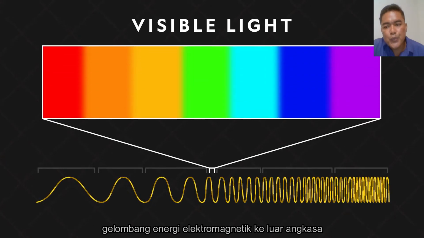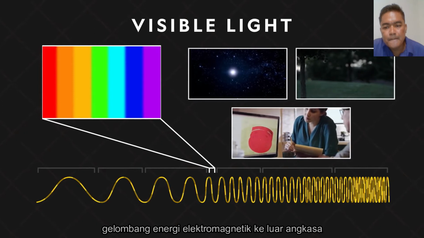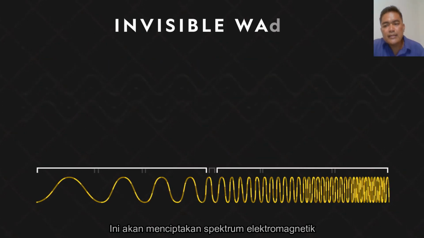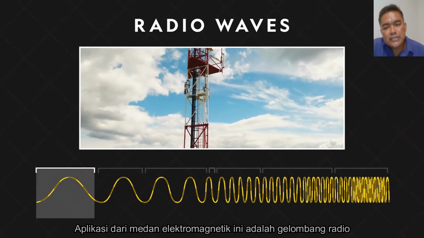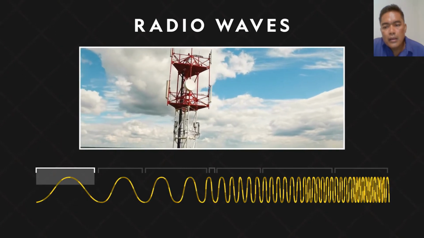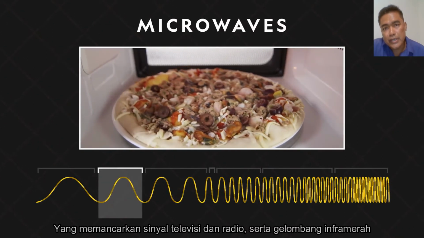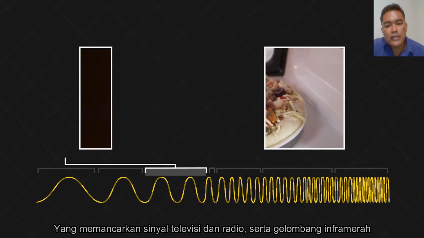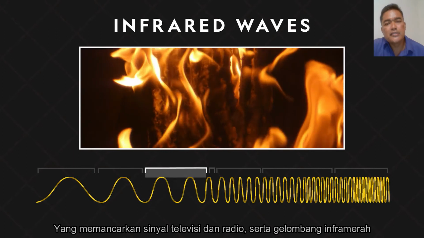that transmits waves of electromagnetic energy into space. This will create the electromagnetic spectrum. An application of this electromagnetic field is radio waves. And these radio waves we can see every day, broadcasting television, radio signals, and infrared waves.